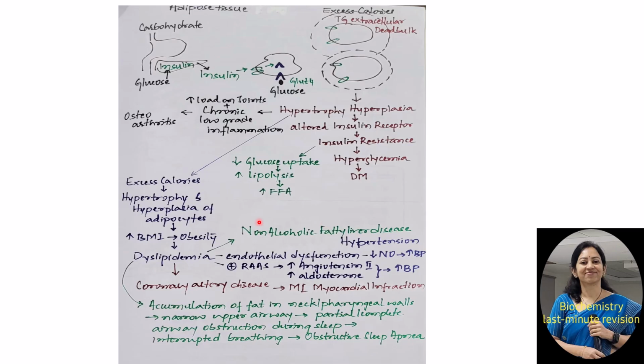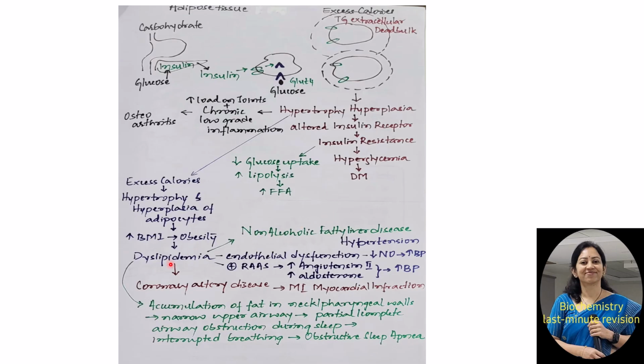Now this can lead to the development of non-alcoholic fatty liver disease. This can result in accumulation of fat in the liver, predisposing to non-alcoholic fatty liver disease. The previous assumption was that fatty liver was mainly seen among alcoholics. Now here the person is not consuming alcohol, but still develops fatty liver because of insulin resistance.